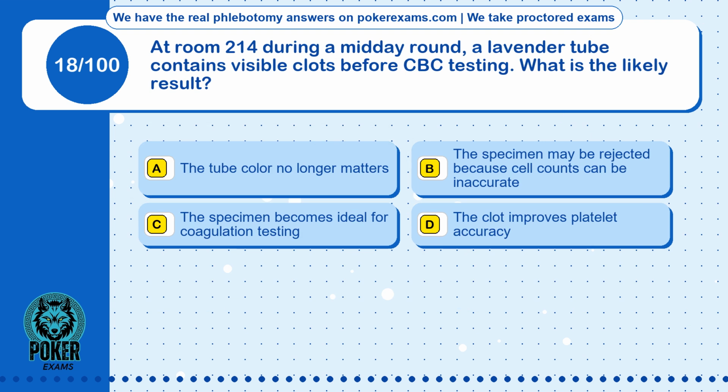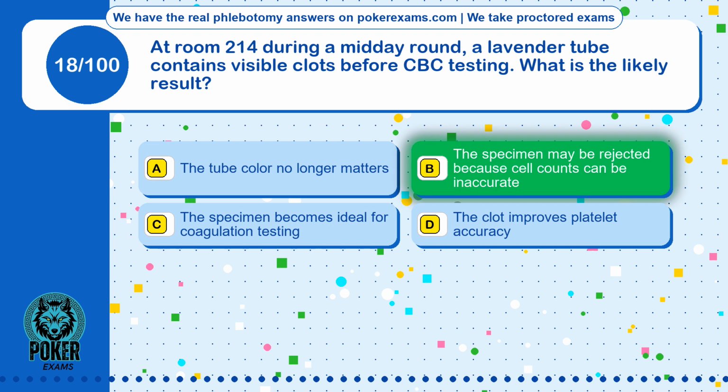Question 18. At room 214 during a midday round, a lavender tube contains visible clots before CBC testing. What is the likely result? Option A. The tube color no longer matters. Option B. The specimen may be rejected because cell counts can be inaccurate. Option C. The specimen becomes ideal for coagulation testing. Option D. The clot improves platelet accuracy.